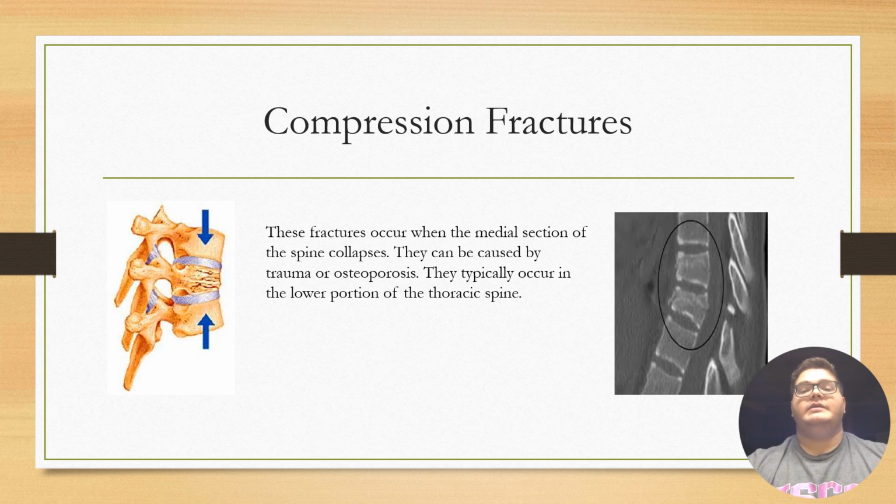All right, so a little bit of explanation behind what's going on. Compression fractures are pretty much collapsing of the middle section of the spine. They can be caused by either trauma or conditions like osteoporosis. They most typically occur in the lower portion of the thoracic spine.